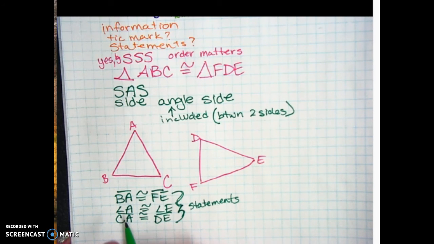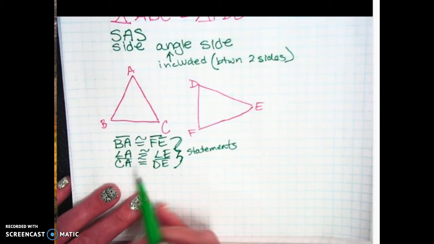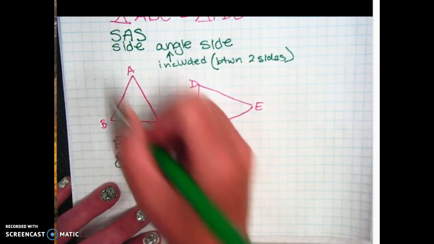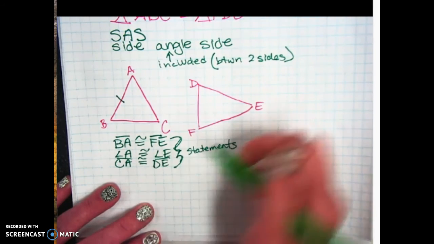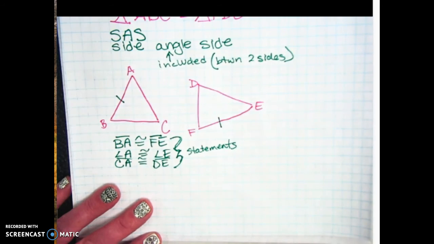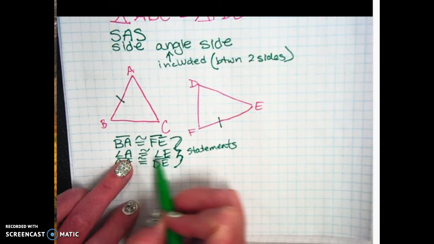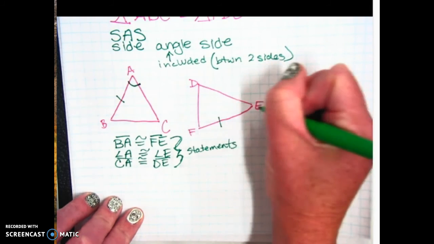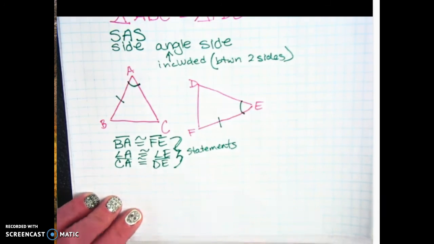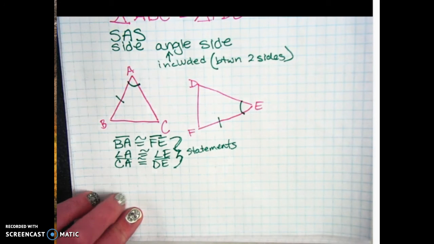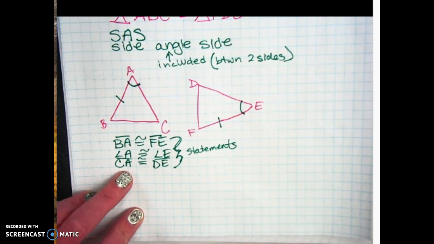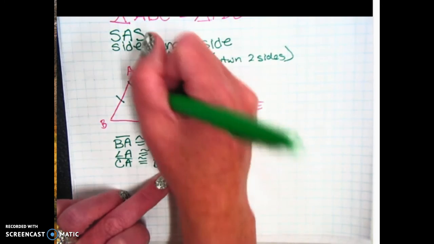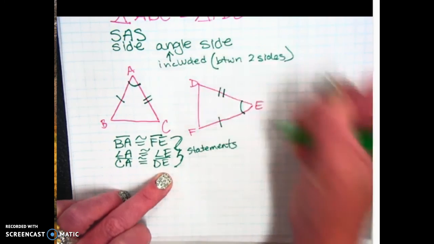Okay, so yes. Oh, yeah, because I moved it down to show that. All right, so BA is congruent to FE. So that's our first one. So I'm going to use a single tick mark on BA, and I'm going to use a single tick mark on FE. Then I've got angle A is congruent to angle E. So I'm going to put a single arc mark on A and a single arc mark on E. Okay. Then the third statement says that CA is congruent to DE. So since that's our second segment, I'm going to put a double tick mark and a double tick mark.